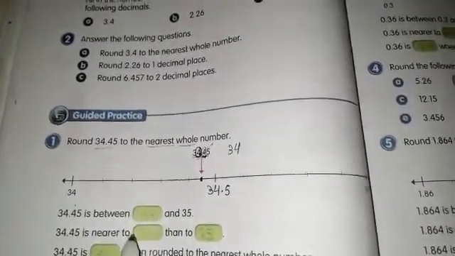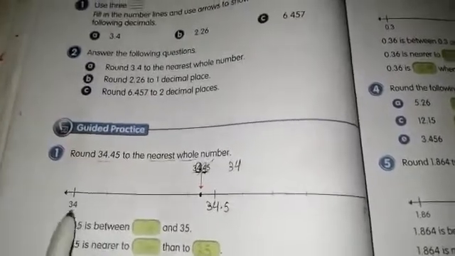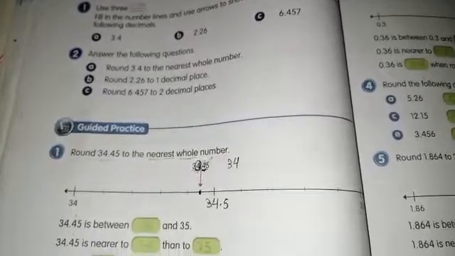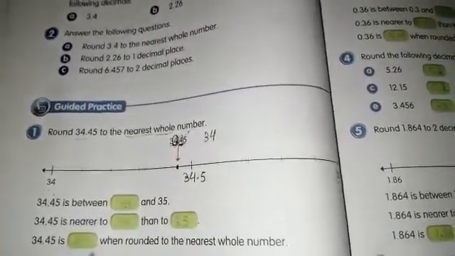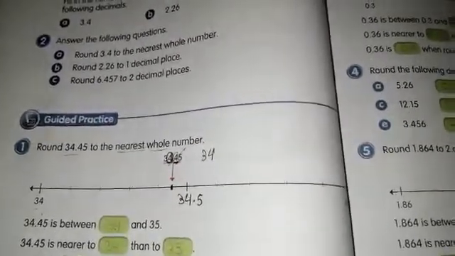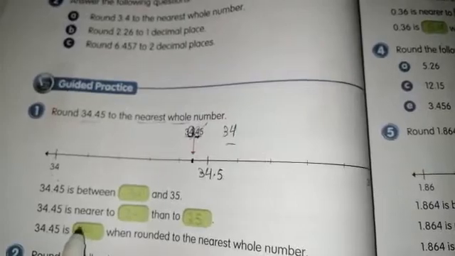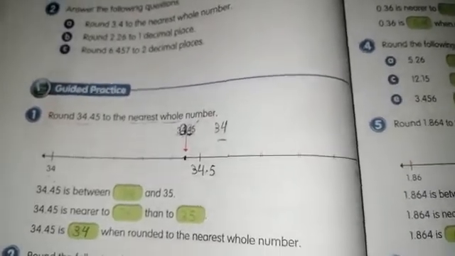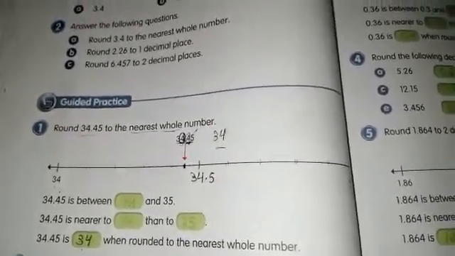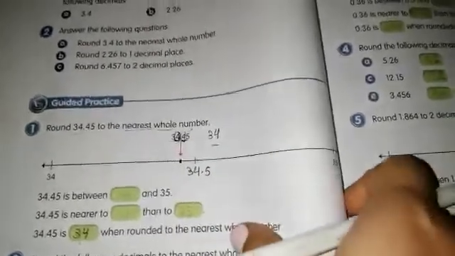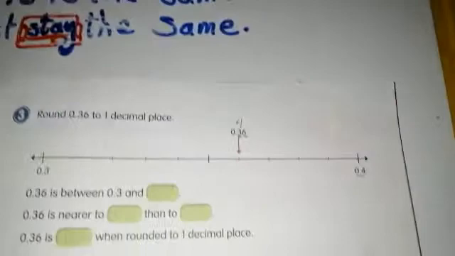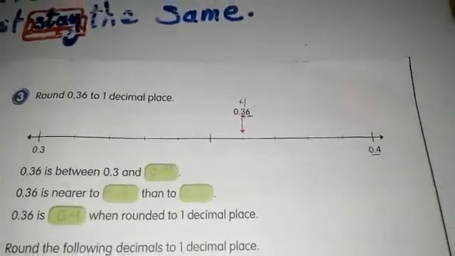34.45 is nearer to what? It's nearer to what? What do you think? It's nearer to 34. Okay, I can see it by my eyes. Okay, 34.45 when rounded to the nearest whole number, as we said, it's going to be 34. Okay, so I write here 34. Okay, so this is our first exercise. Now let's see exercise number 3 on page 81.